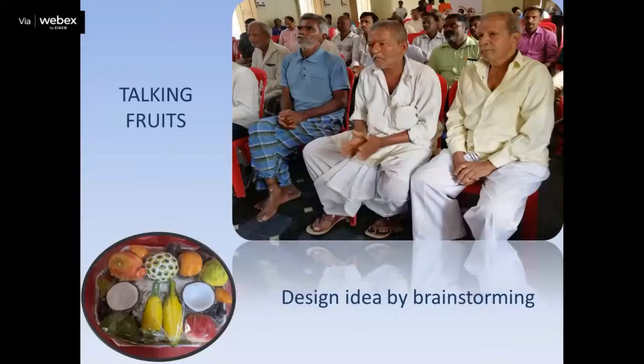So this particular item, called the brainstorming, called the talking fruits, is going to be demonstrated to them in the coming days, in about 1 month's time. This project has been taken personally by our company to help these artisans make a talking fruit, which is an IoT model, and it will also be interactive on your smartphone. Next slide, please.